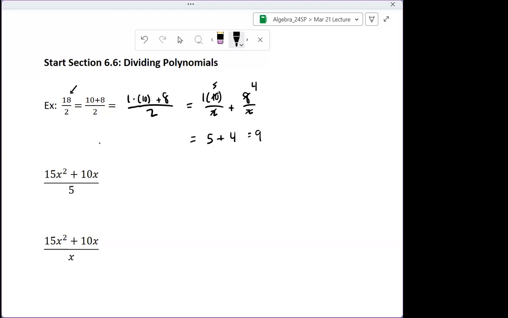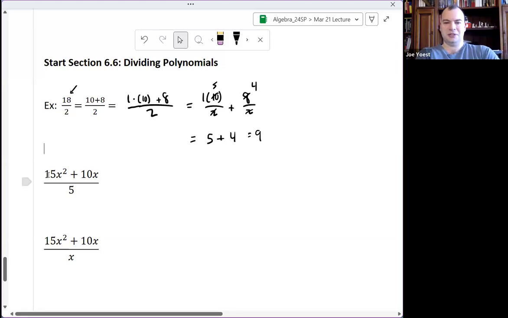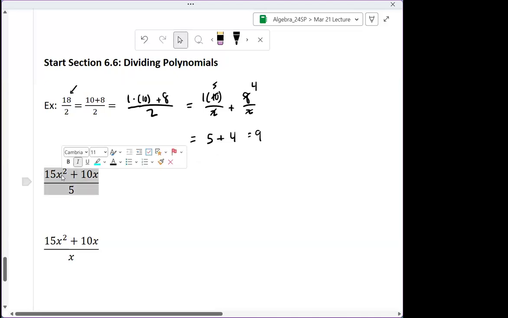I have a quick question. Yeah. Why did you put the 1 in front of the 10? Is that necessary? It's not strictly necessary, but I was trying to make it look a little more like what we'll see down here. Okay. Yeah. Heard.